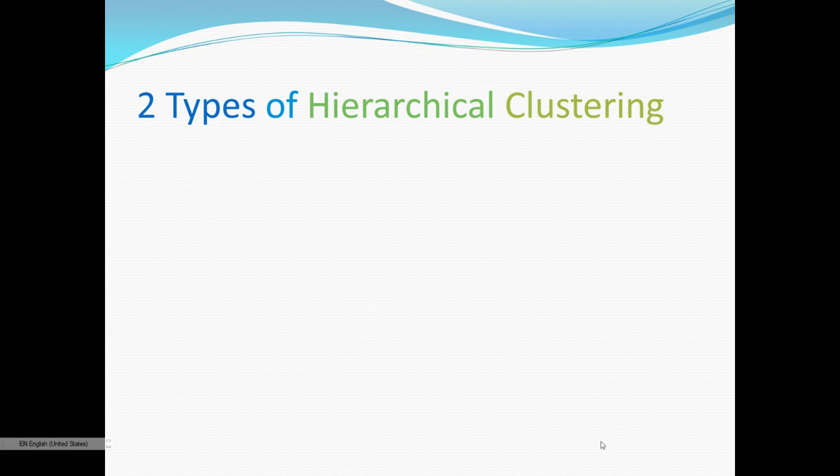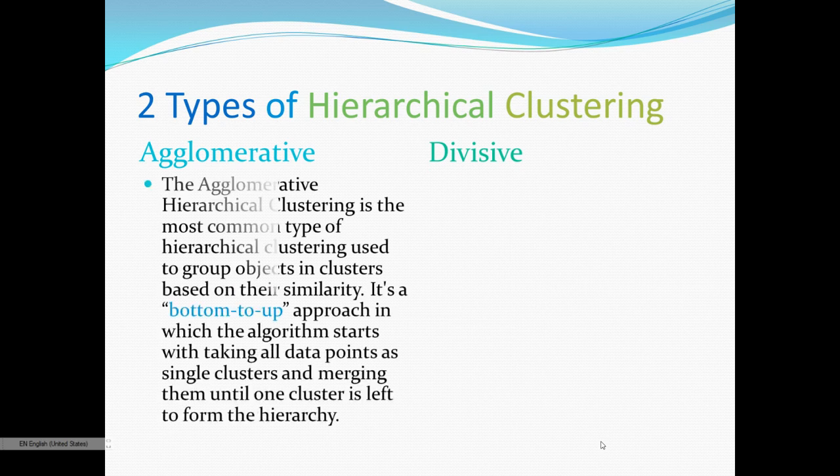Now there are two types of hierarchical clustering: agglomerative and divisive. The agglomerative hierarchical clustering is the most common type of hierarchical clustering used to group objects in clusters based on their similarities. It's a bottom-to-top approach in which the algorithm starts with taking all the data points as single clusters and merging them together until one cluster is left to form the hierarchy.